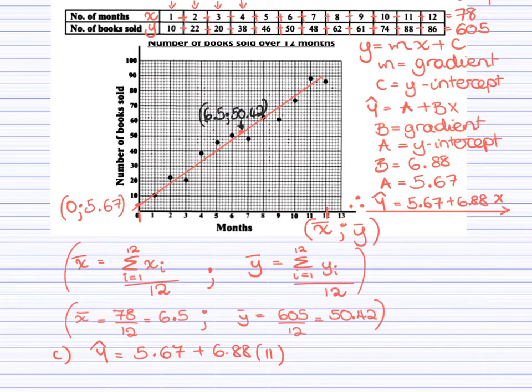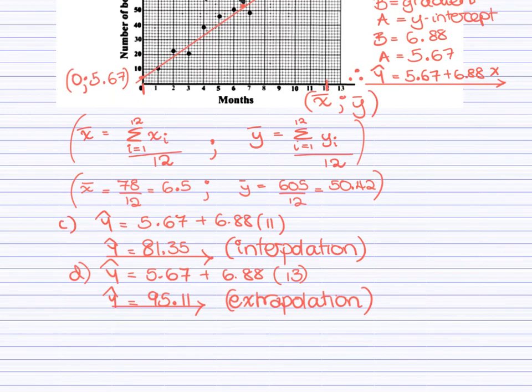So for part C, where you see the x variable, you would have to substitute in 11 and then get the answer. Then for part D, all you have to do again, where you see x, you substitute in 13 and you would get the required answer. The number of books sold in 11 months is approximately equal to 81 books. And the number of books sold in 13 months is approximately 95 books.